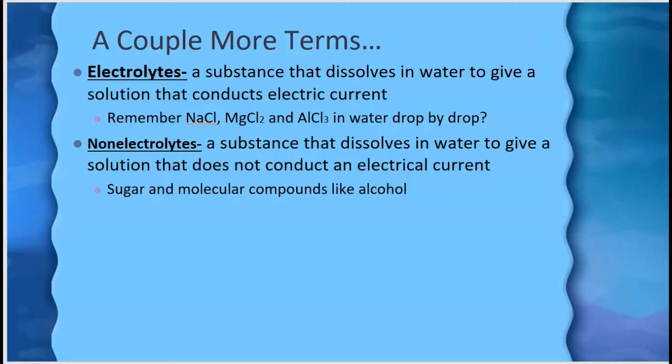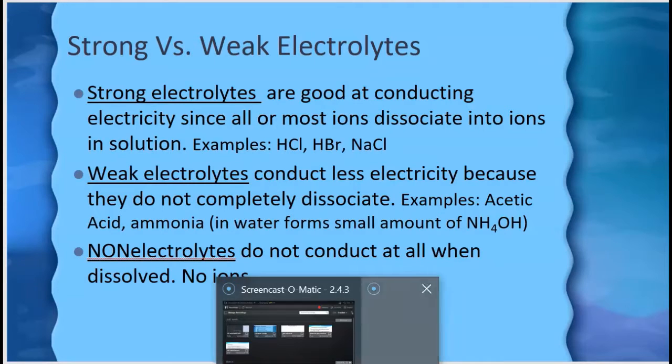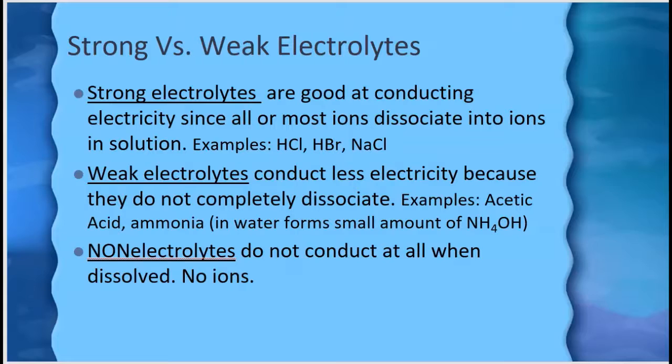When we do look at electrolytes, we can have strong electrolytes and weak electrolytes. Strong electrolytes are really good at conducting electricity, so those are things which are very soluble, that conduct electricity well, like hydrochloric acid, hydrobromic acid, sodium chloride. These completely break up into solutions, and so we get all of the ions available to conduct a current.